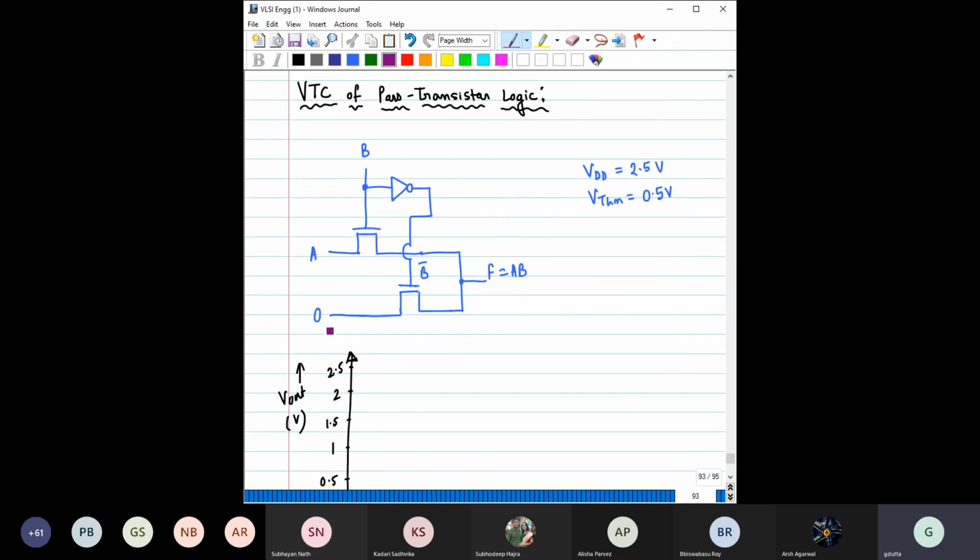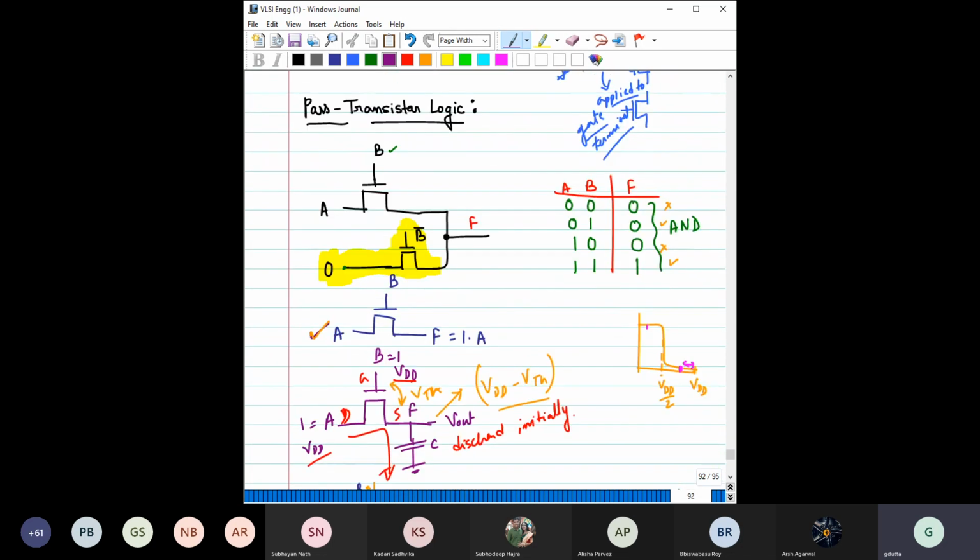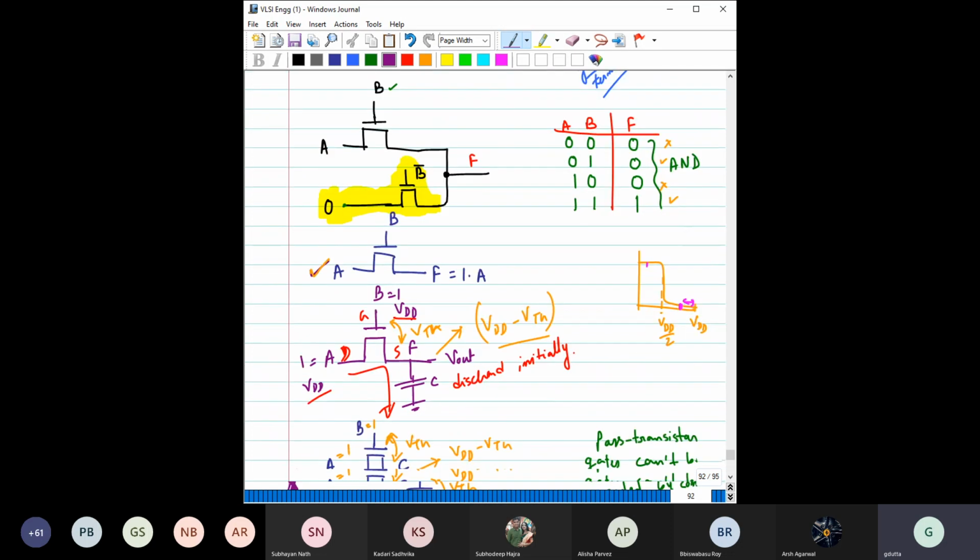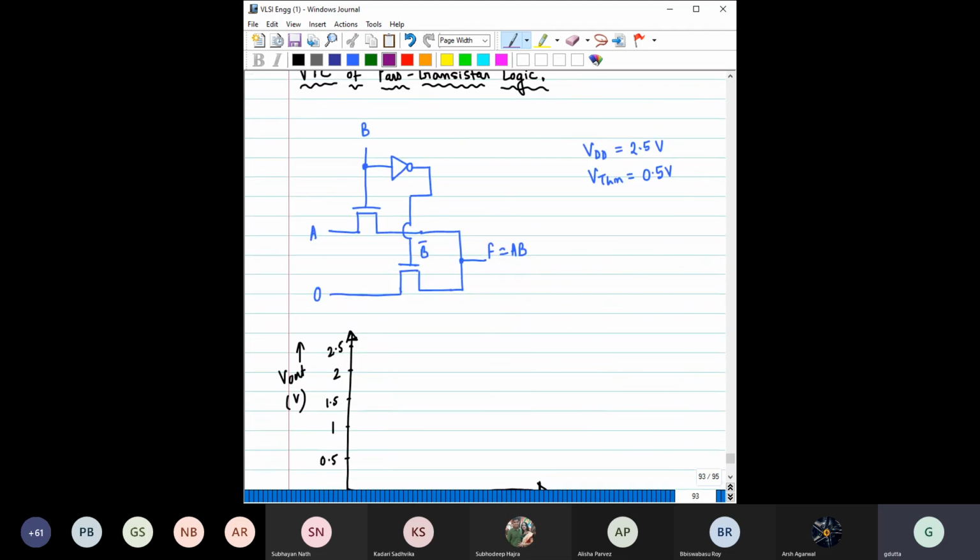For almost all the logic gates, we have discussed the VTC, which is the voltage transfer characteristics, and it is also important from the understanding point of view. Here it is the same thing. If you notice carefully, this one and this one are actually the same. What I have done extra is just add one inverter to show that it is coming through an inverter. This is also a pass transistor logic gate, and this is an AND gate. Say here VDD is 2.5 volt, threshold voltage is 0.5 volt.